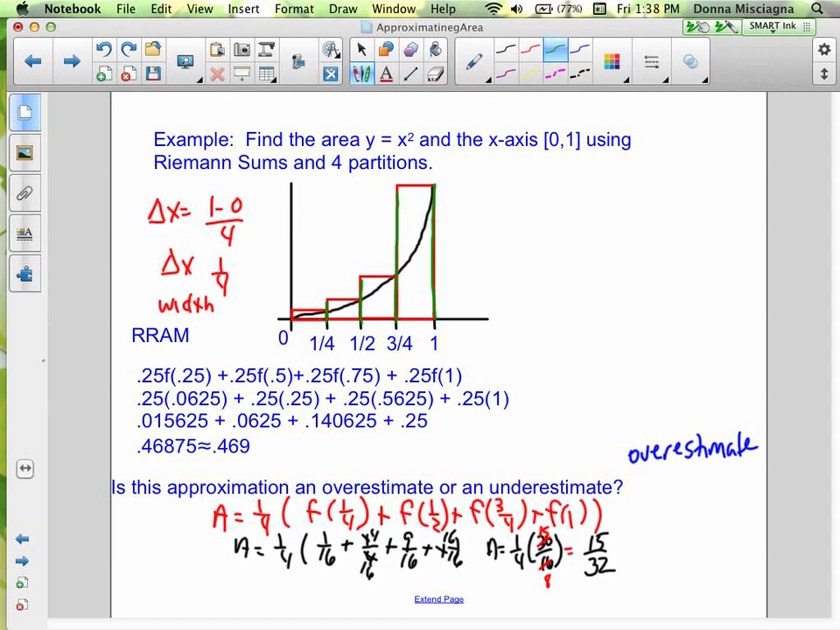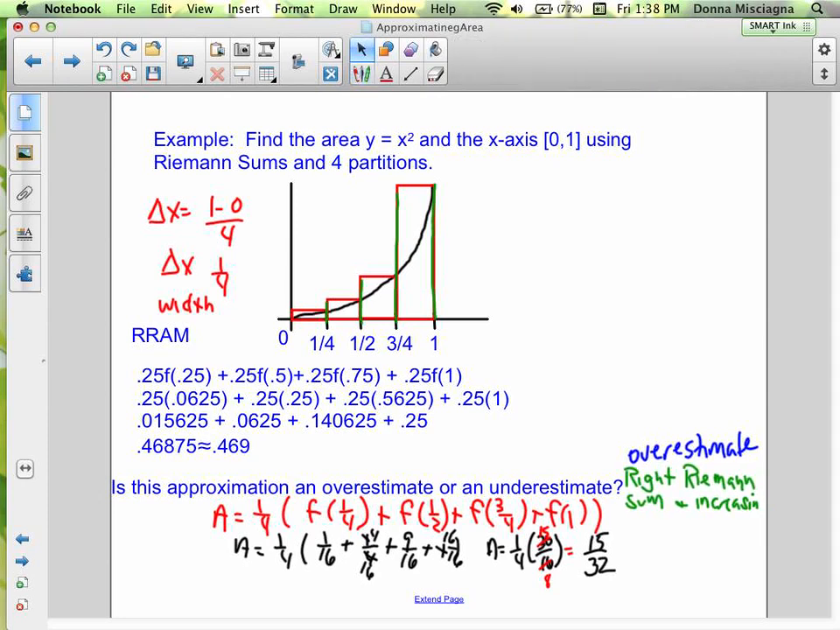This one is an overestimate because this is a right Riemann sum and an increasing, or concave up, function.